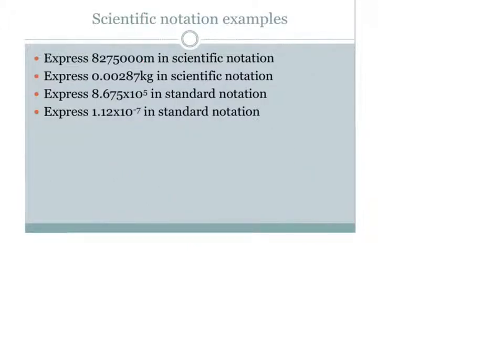Moving on to example number 2. This example says express 0.00287 kilograms in scientific notation. So again, I'm going to rewrite the number so I have plenty of room to work. My first step is to move the decimal so that there's one number that's not 0 before the decimal. So that means the decimal needs to go between the 2 and the 8.